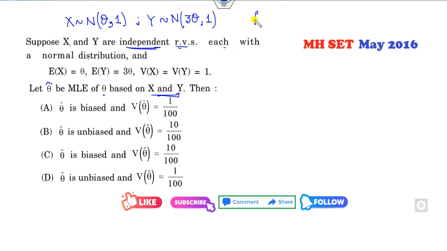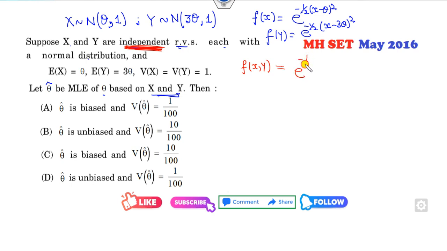Okay, can you find the PDF of this? That is e raised to the power minus half x minus theta squared. PDF of y will be e raised to the power minus half y minus 3 theta squared. So can you write the joint density function? Because they are independent, I can write it as the product of these. So half I can take as common, x minus theta square plus y minus 3 theta square. Now I can define L, and take the log of L.